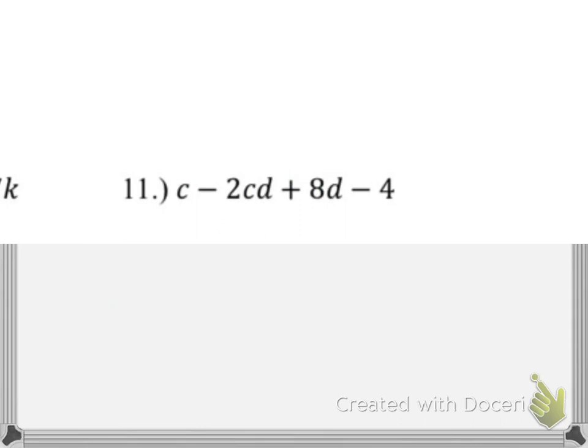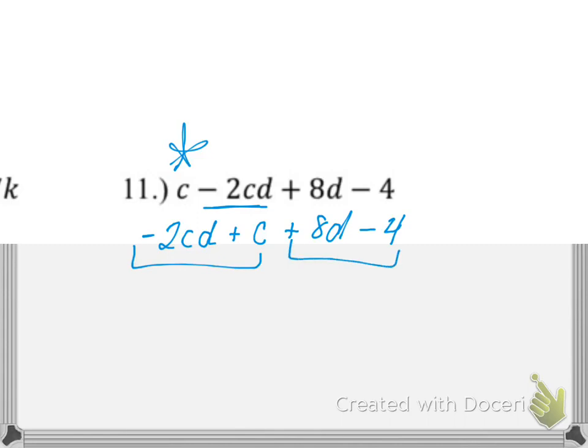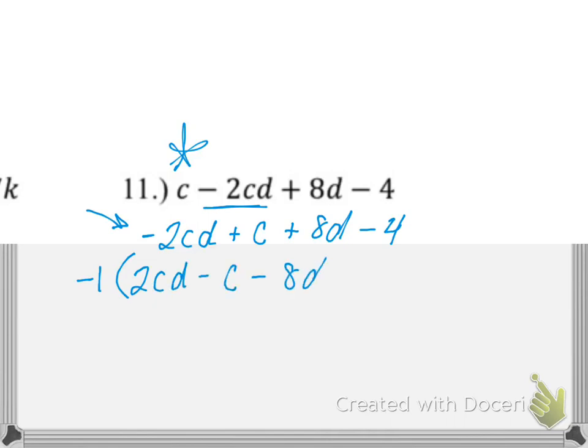So then in number 11, again, it's not in standard form, so I'm going to flip that around. So really this should be going first, right? So negative 2cd plus c plus 8d minus 4. And so I'll group the first two and the last two. And let's see. Before I even group though, what I'm thinking to myself is I don't like that this is negative, okay? So I'm actually going to factor out a negative 1 right from the get-go. So that's going to give me 2cd minus c minus 8d plus 4. Okay, so now I like this a little bit better.